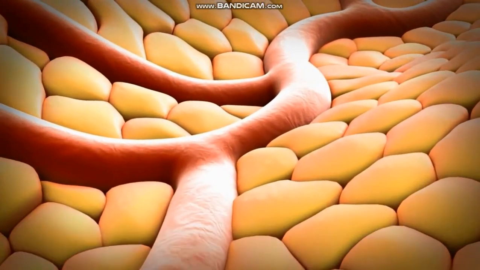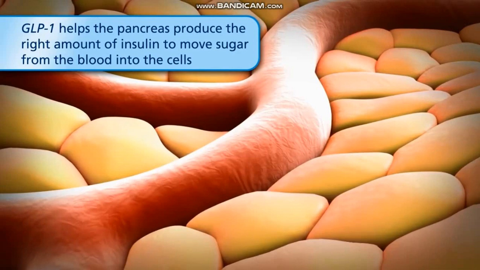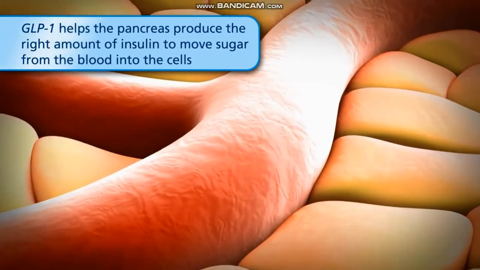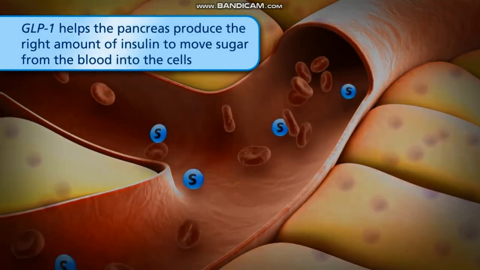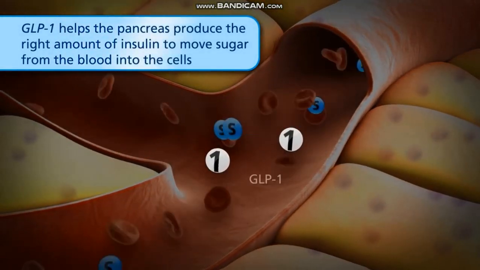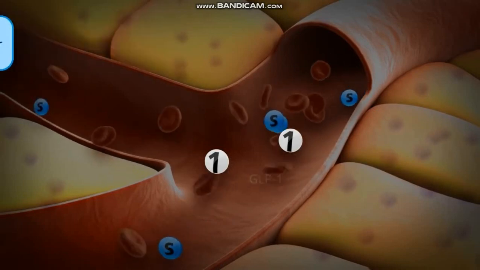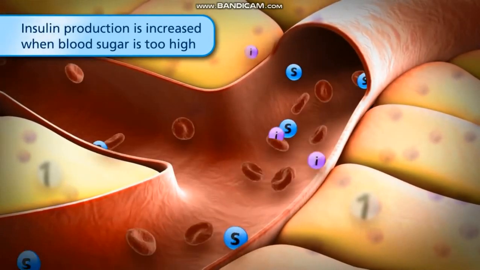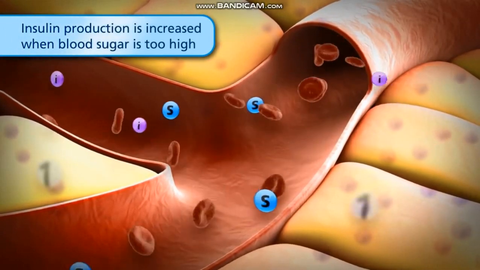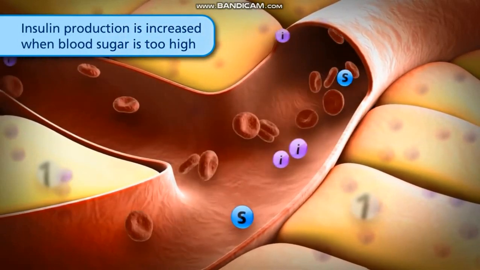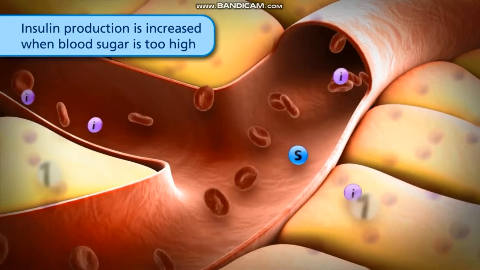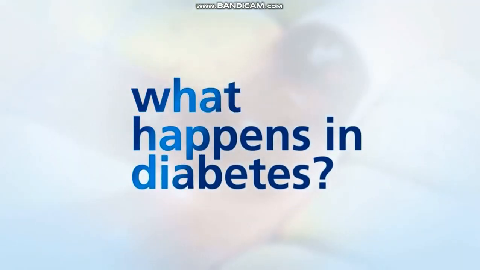Now, in the pancreas, there are cells which would secrete another hormone, GLP-1, which would help the pancreas to produce the right amount of insulin to move sugar from the blood into the cells. Insulin production would be increased when blood sugar level is too high so that this insulin can take this glucose back to the cells. As a result, the blood sugar level would decrease and glucagon would be secreted.